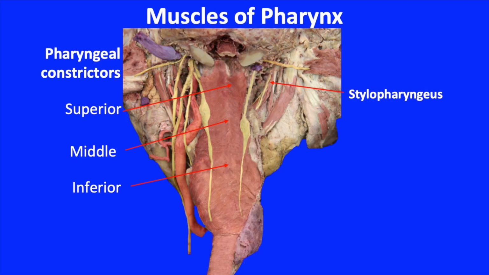Recall also that when we studied the pharynx, we defined it as a tube open anteriorly with muscles, the pharyngeal constrictors, making up the posterior wall of this tube. Here again, we see the pharyngeal constrictors from behind.